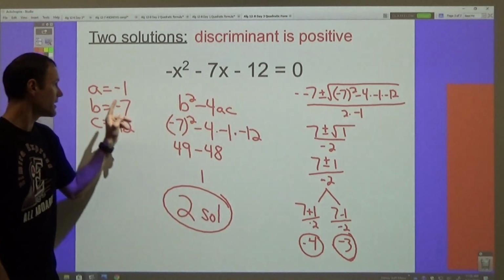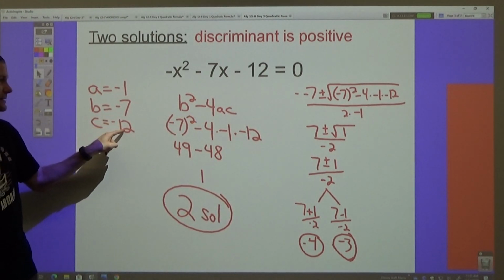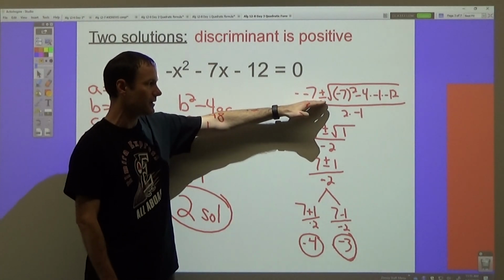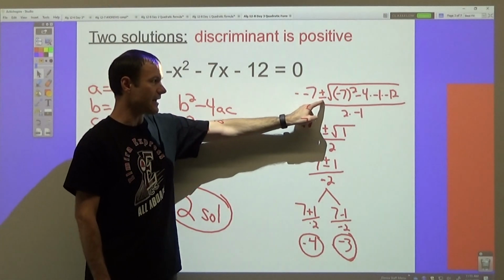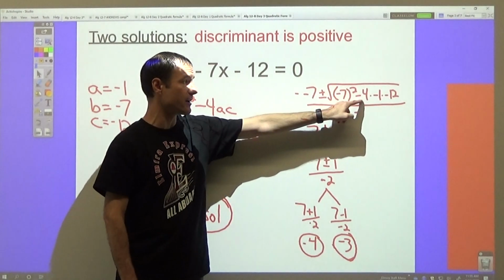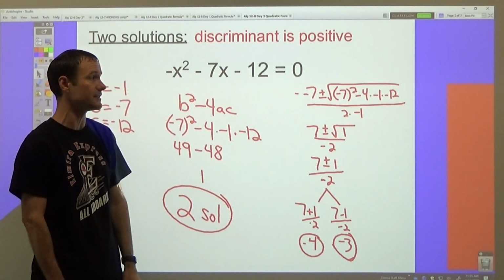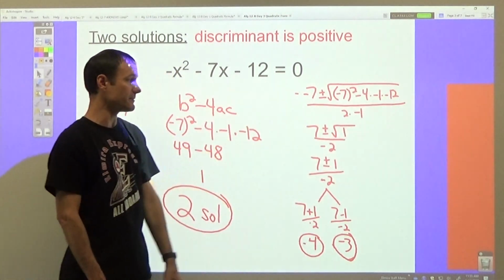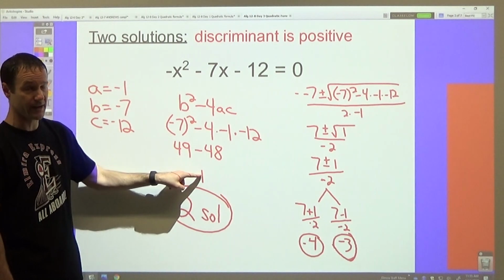So if you do it, you're going to have to plug in your a, b, and c into the quadratic formula. So negative of negative 7 plus or minus the square root of negative 7 squared minus 4 times negative 1 times negative 12, all over 2 times negative 1. You already figured out the discriminant here.